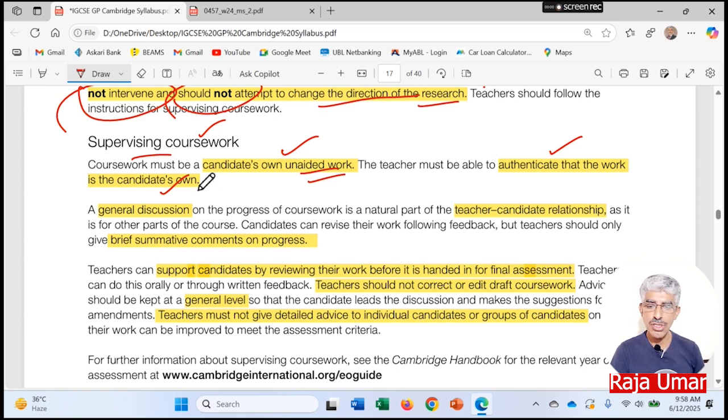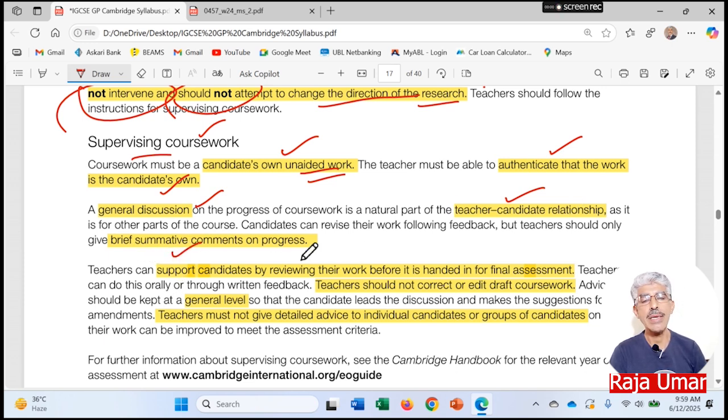A general discussion on the progress of the coursework is a natural part of the teacher-candidate relationship. Yes, students and teachers, they can discuss how the research is going on, in what direction. That is okay, but the teacher should not be guiding them that this was wrong, you are supposed to do it like this. But the teacher can guide them how to improve that research and the students can do it. So, brief summative comments on progress.